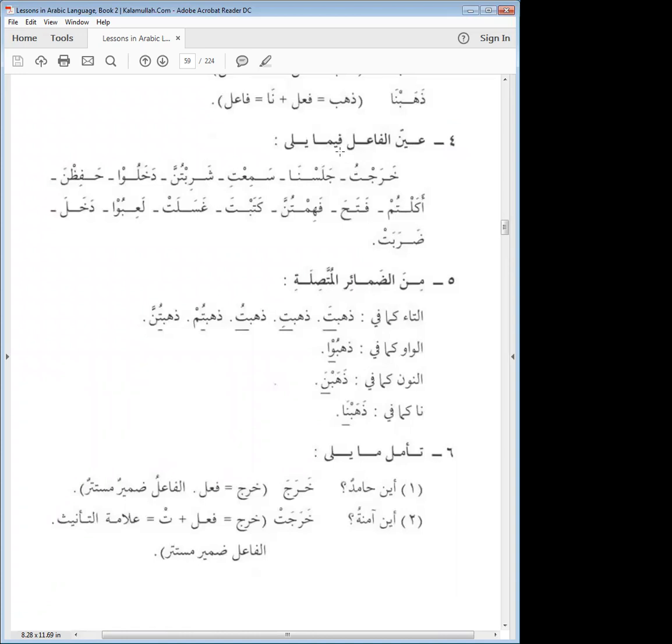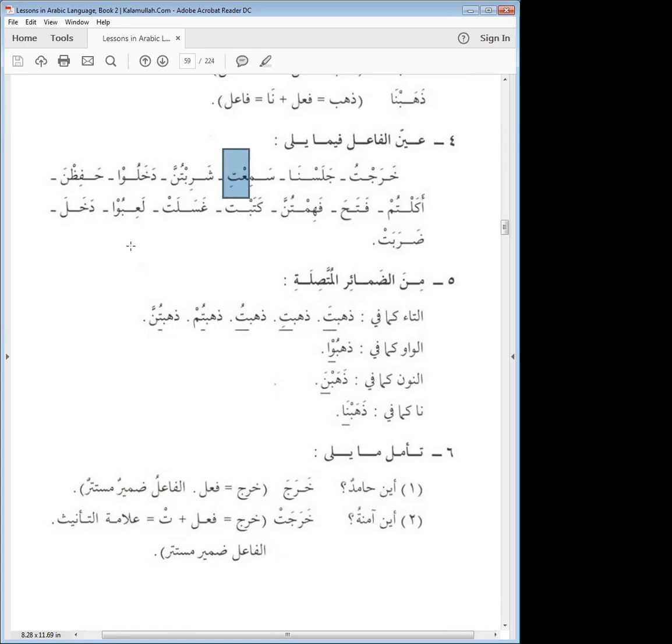We have kharajtu. In this case, the fa'il will be the tu. All right? Jalasna, in this case the fa'il will be the na. Okay? Sami'ti, in this case the fa'il will be the ta, and so on.